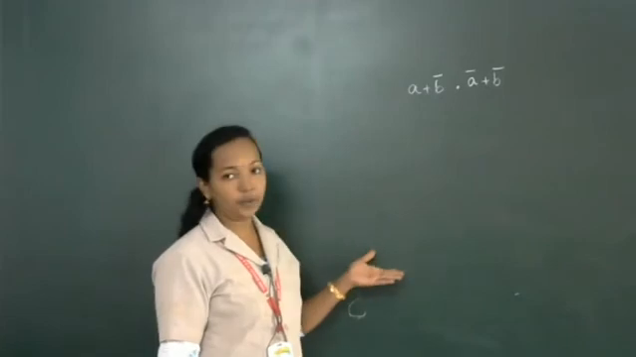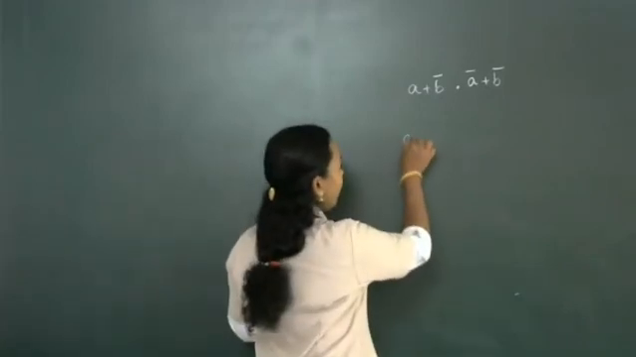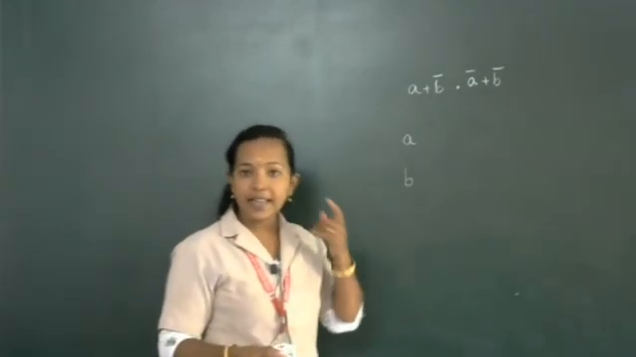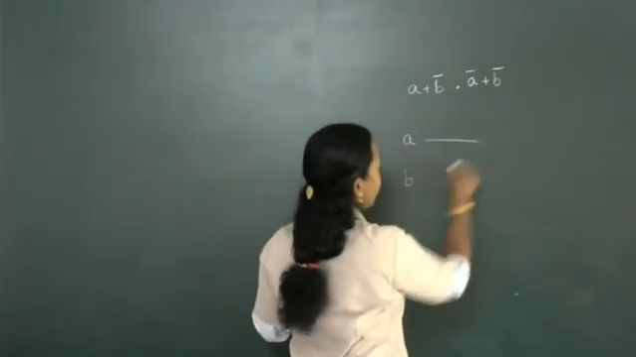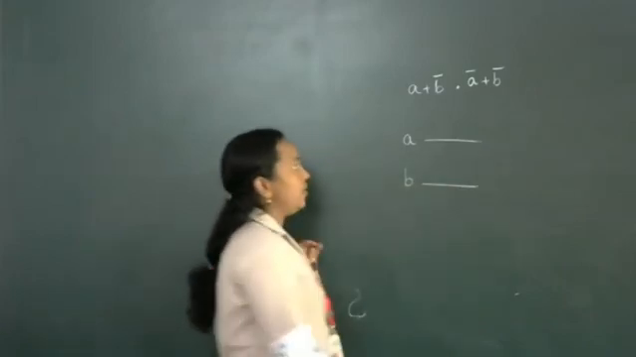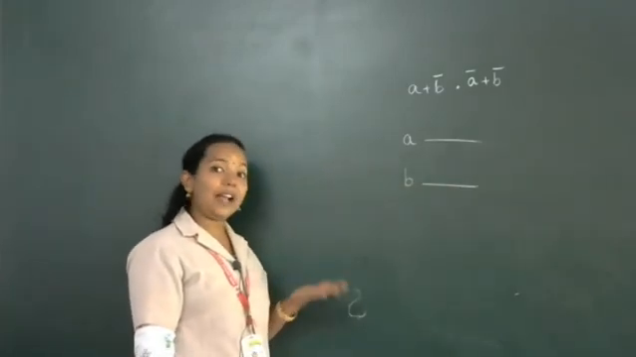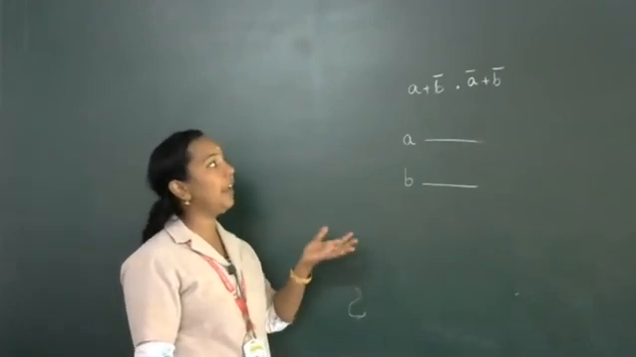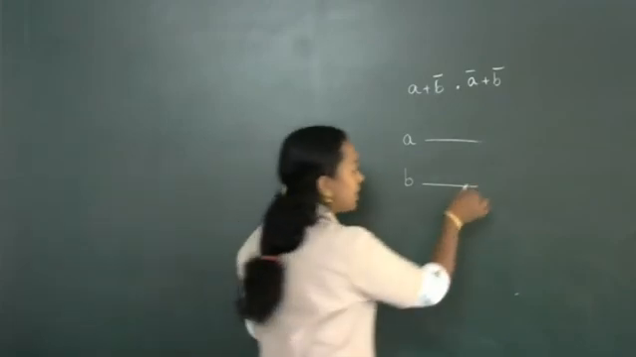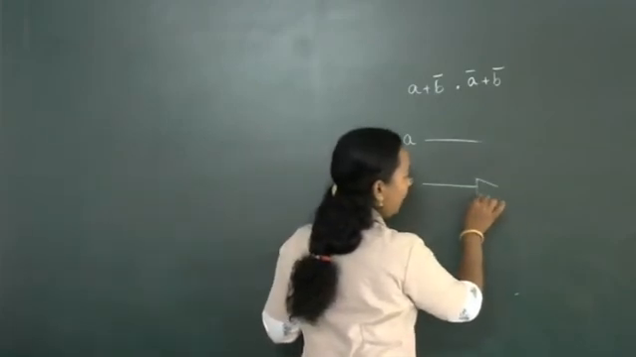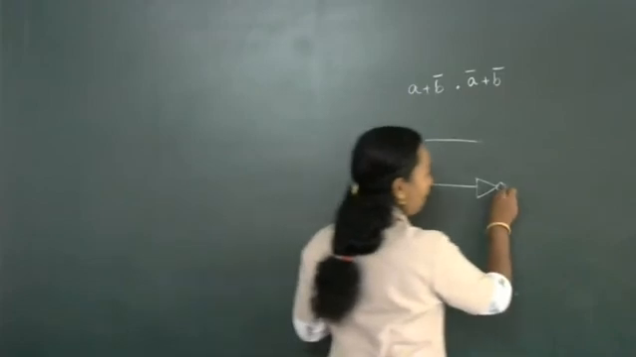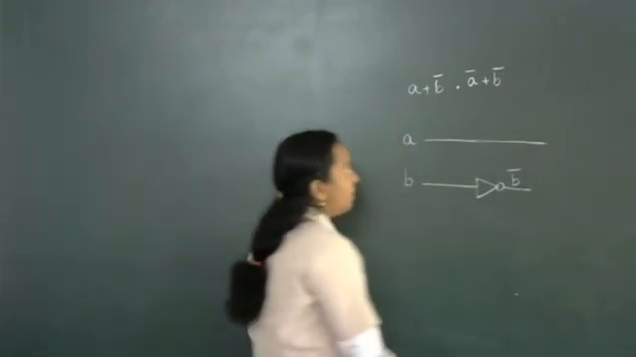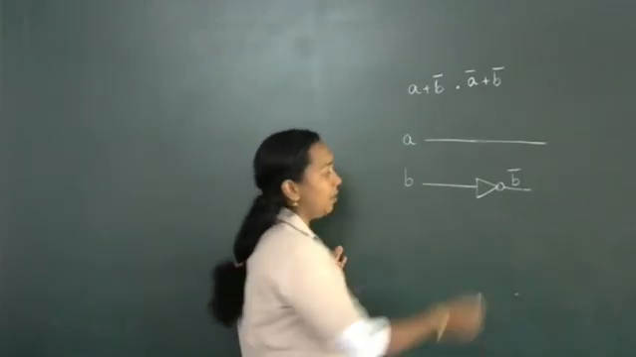Clear? So we can draw the logic circuit diagram. Here the inputs are A and B. First, you want to take A complement and also B complement. The first one is A plus B complement, so first convert B into its complement. After this we will get B complement. So we got the first two variables for the first expression, A plus B complement.